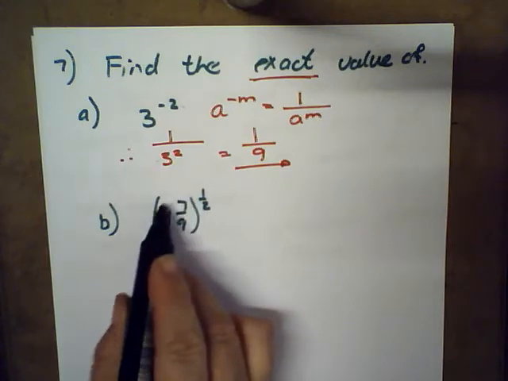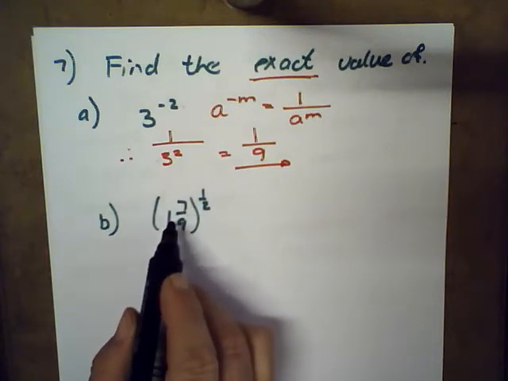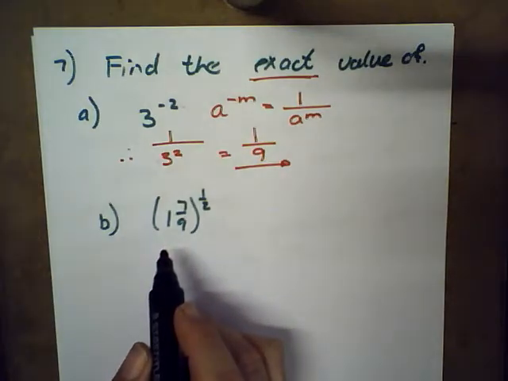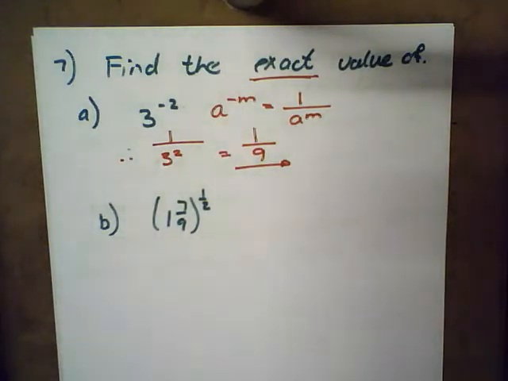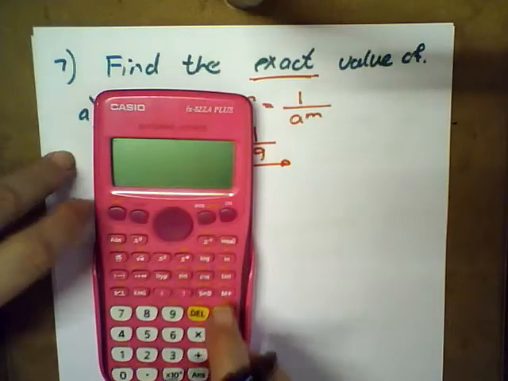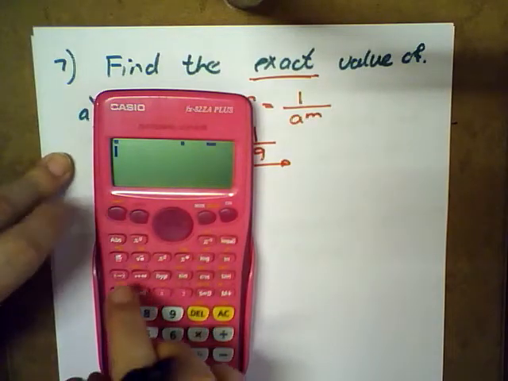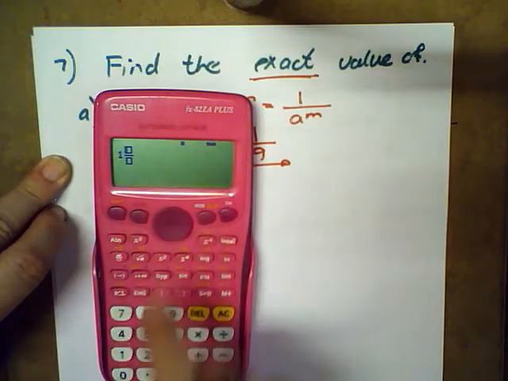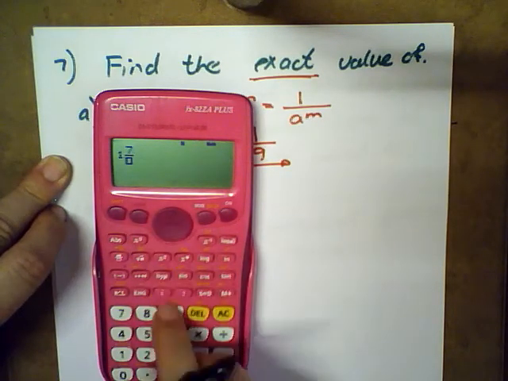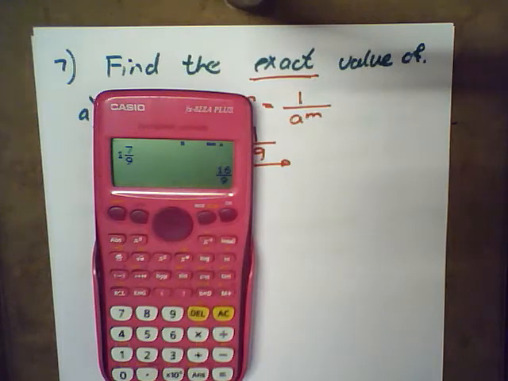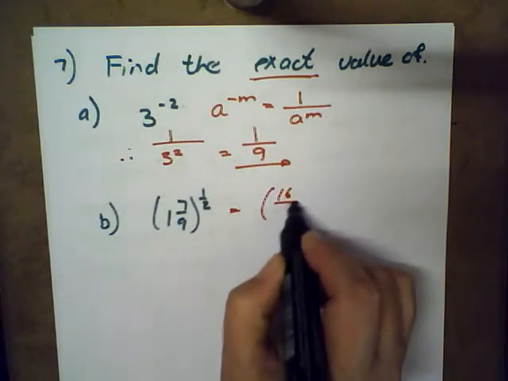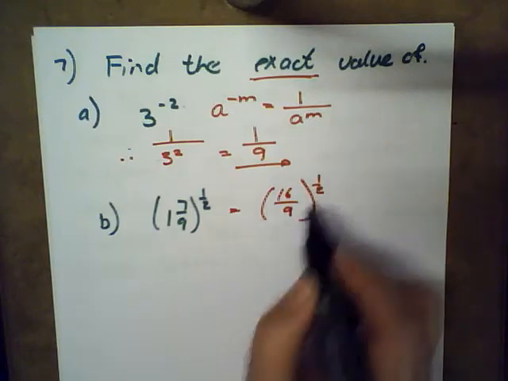Okay. The following question, we simplify. We must first rewrite this mixed number as an improper fraction, and I'll quickly do that. I'm just showing you on my calculator. On it's the shift and that button, so it's 1 and 7 over 9. That would give me 16 over 9. So it's 16 over 9 and it's to the half power.